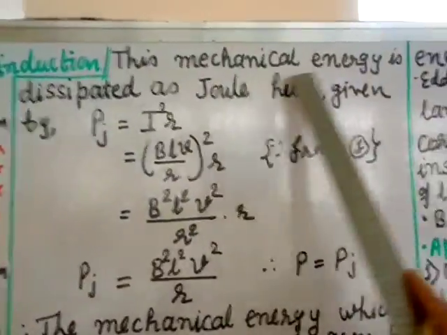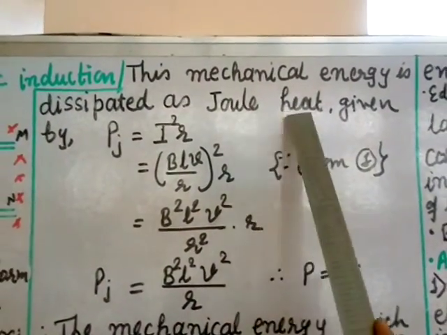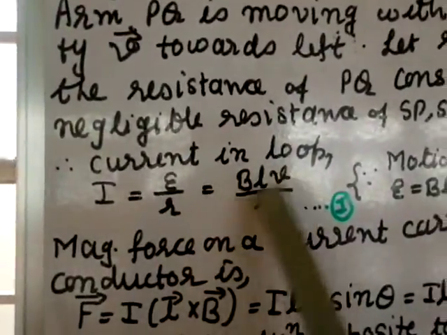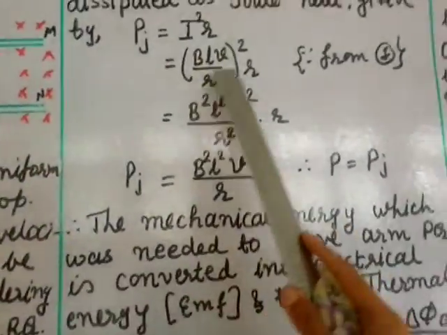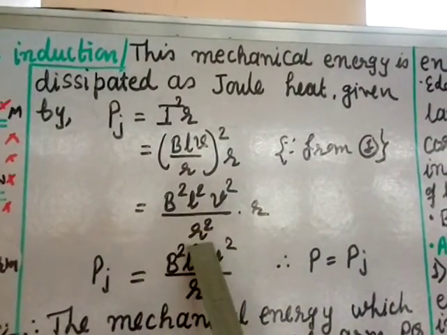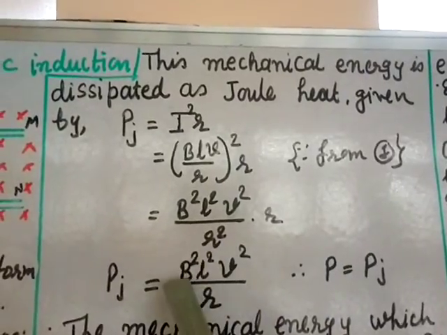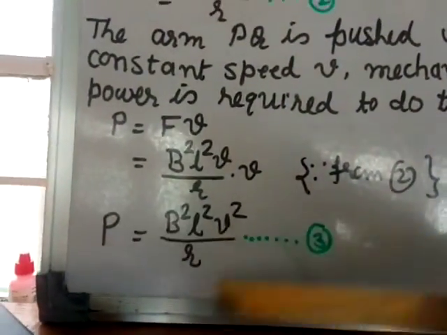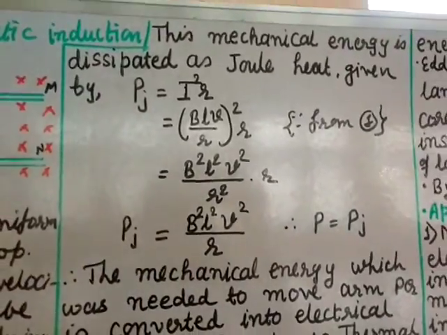Now this mechanical power is given from outside. Then what happens to that energy? Here the mechanical energy is dissipated as joule heat given by Pj is equal to I square R. Put the value of I from equation 1, BLV by R. So BLV by R whole square into R, B square L square V square by R square into this R. One R you cut, B square L square V square by R, and this is identical to equation number 3, the mechanical power. So the joule heating and mechanical power come out identical.